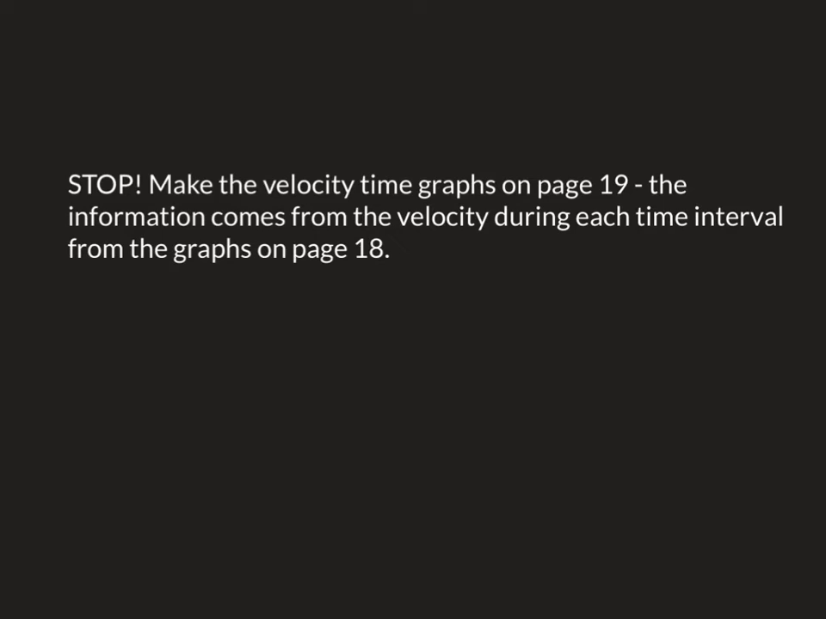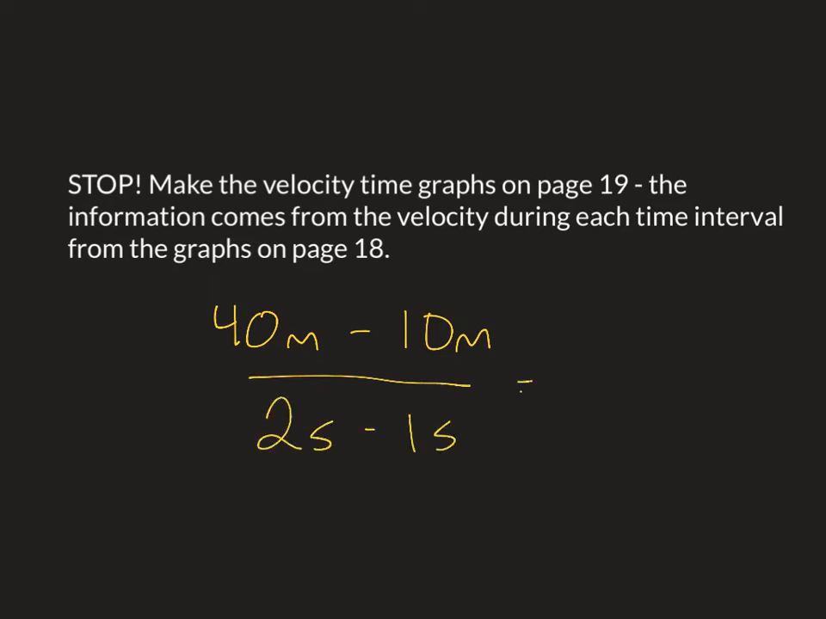All right, I'm going to do a couple of these for you. So as an example, I'm going to do the time 1 to 2 seconds. We're going to do a slope calculation here using those 2 points. Right? So the position at 2 seconds is 40 meters. The position at 1 second is 10 meters. Divided by 2 seconds minus 1 second, which, when I do that division, gets me a speed of 30 meters per second.